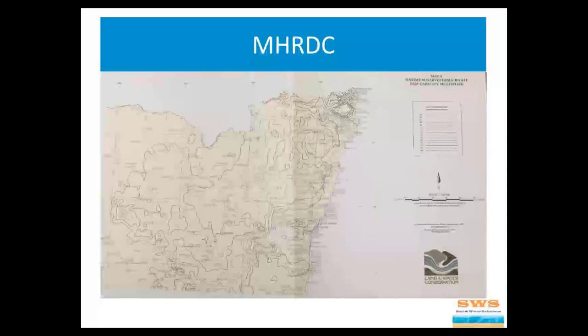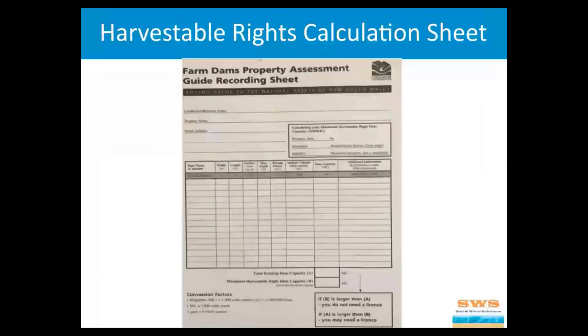This map can be found through the Water New South Wales website by searching for the maximum harvestable right dam capacity calculator, and that will actually step you through that process. It's a very good tool for you to use to calculate that maximum harvestable right. This is a recording sheet, which we use as an example, or the calculator tool on the website does that for you.